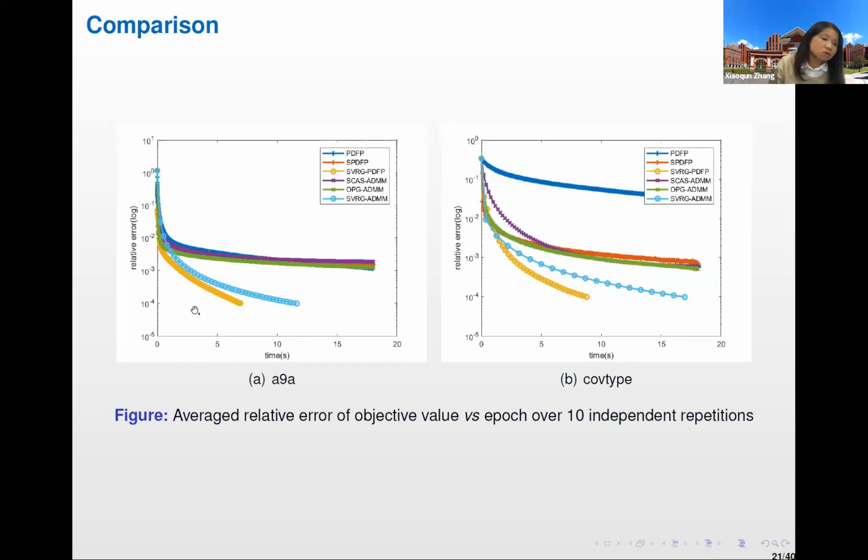So we can see that SVRG PDFP in terms of time still has some advantage because the relative error decreases rapidly in a shorter time compared to the others, okay? And also these are two different data sets, okay? Both have the same behavior. And if you compare the stochastic ones with the deterministic one, this PDFP is actually the slowest one, okay, for this last data set.